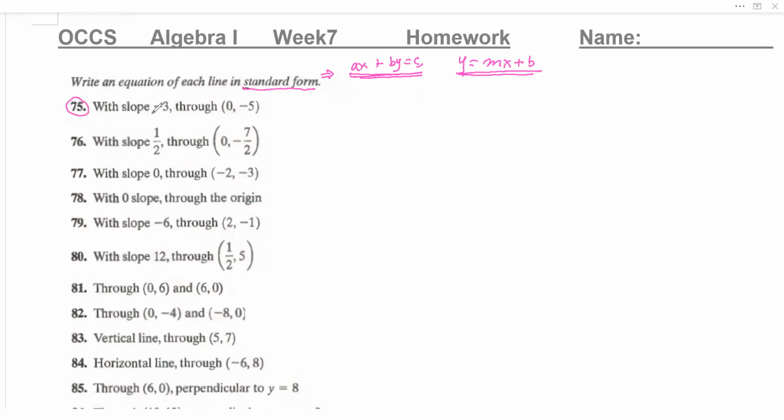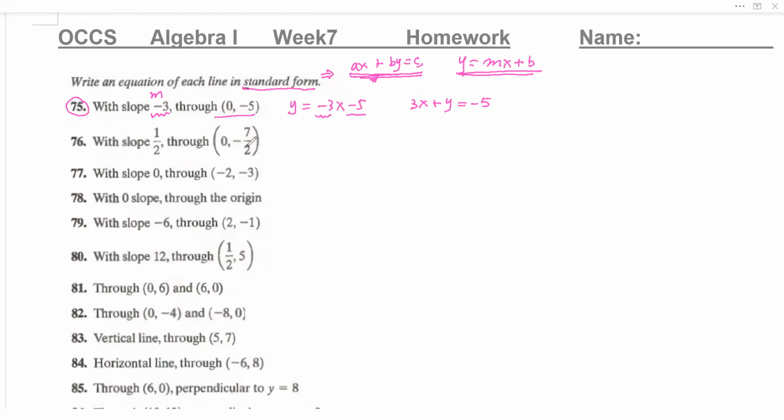75: the slope M is -3 and this is the y-intercept, right? So we can quickly get it here: y equals -3x minus 5. You can see this is the y-intercept, right? So we do some transform into standard format: 3x plus y equals -5. Right, so this part moves to the left.